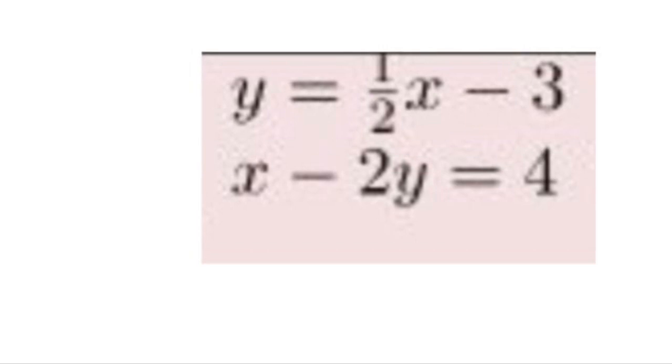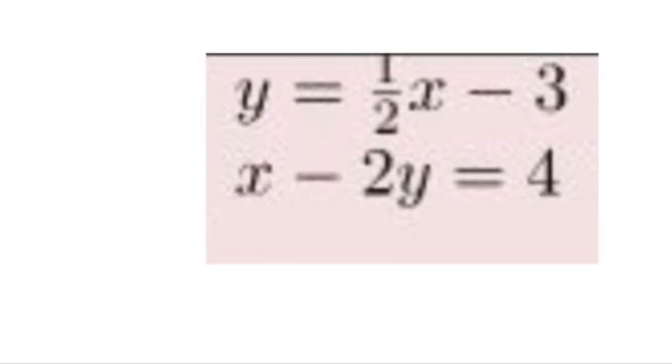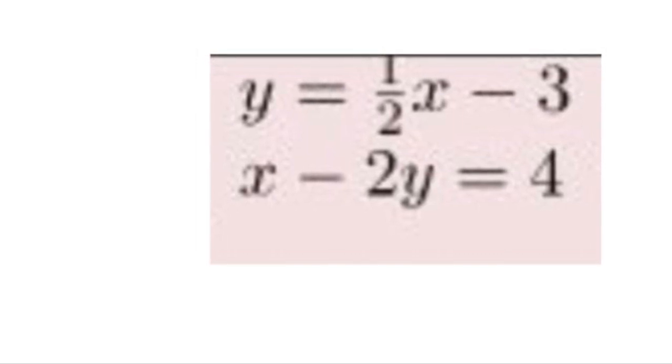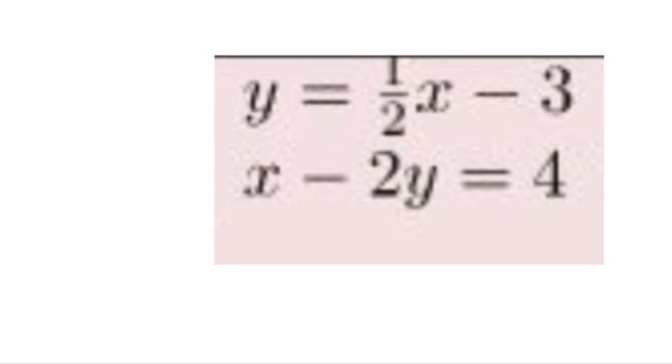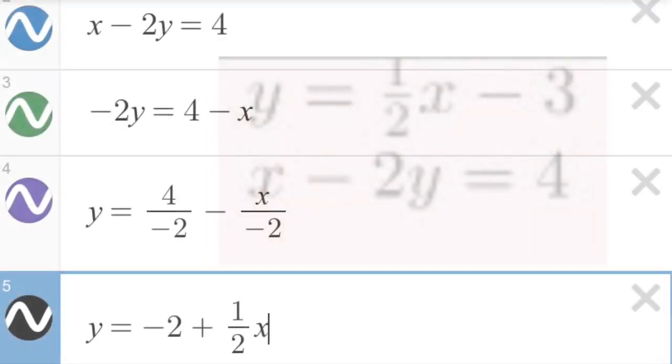When you look at these equations, it's not clear that they are parallel. So what I want to do is show you how you can change the second equation and put it into slope y-intercept form, or mx plus b form, so you can see that it has the same slope as the first equation. So I'm going to do that now.